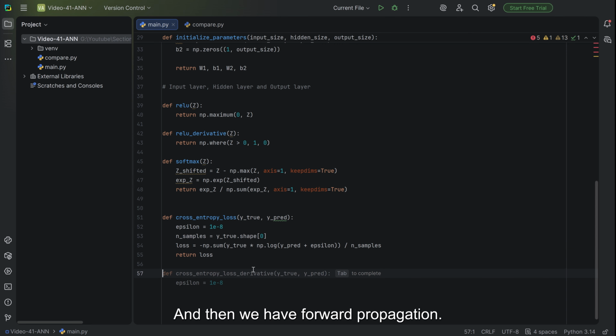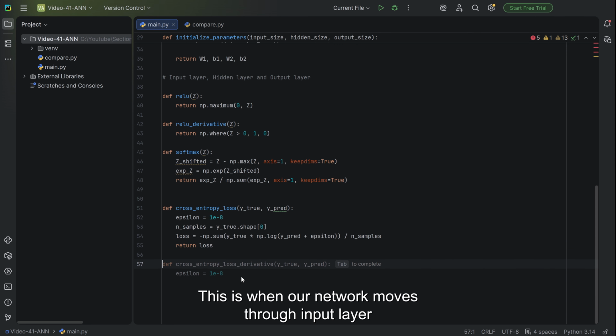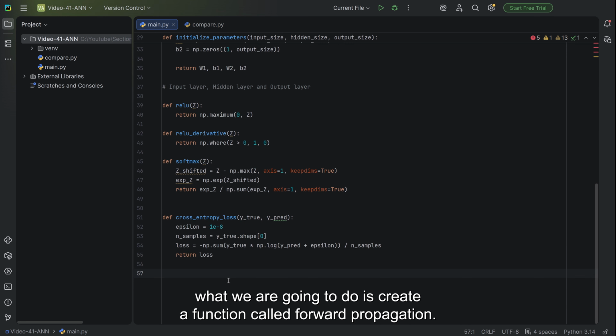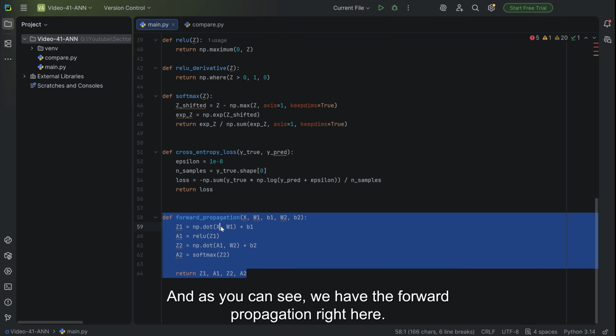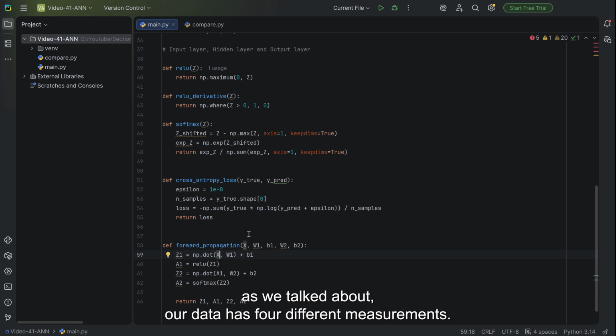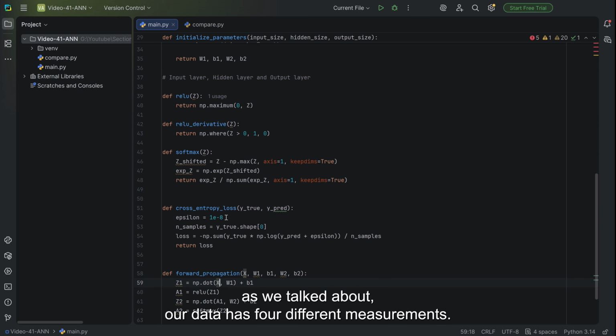And then we have forward propagation. This is when our network moves through input layer to hidden layer to output layer. So to move that, what we are going to do is create a function called forward propagation. And as you can see, we have the forward propagation right here. What it does is when you input a number that comes in 4 measurements, as we talked about, our iris data has 4 different measurements.